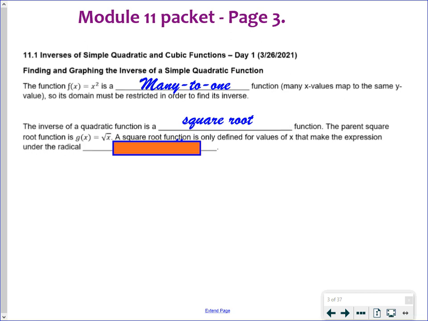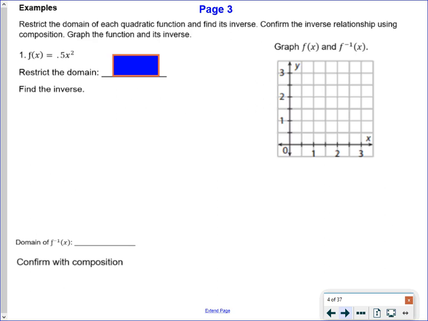The parent square root function is g of x equals square root of x. This is the most basic square root function we can make. The square root function is only defined for values of x that make the expression under the radical non-negative. What that basically means is that every x value underneath that square root has to be either 0 or positive. It cannot be a negative number. If you take a square root of a negative number, we've talked about this, you get an imaginary number, and that's non-real. So we want every value underneath the square root to be either 0 or positive. Okay? So let's keep on going.